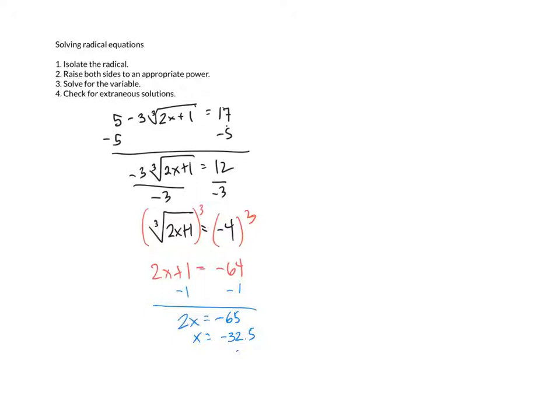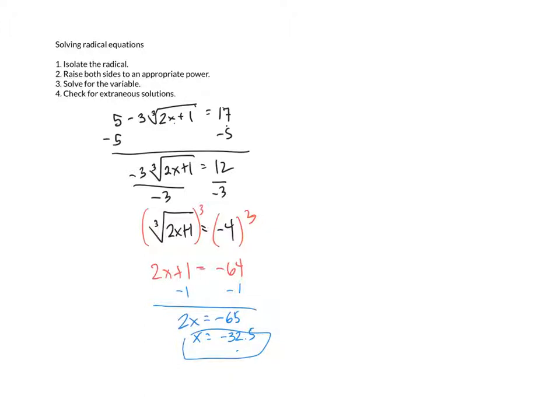So if I plug negative 32.5 in for x into the original, 2 times that would be negative 65, plus 1 would be negative 64. The cube root of negative 64 would be negative 4, times negative 3 would be 12, and then 5 plus 12 is 17, so that's right.